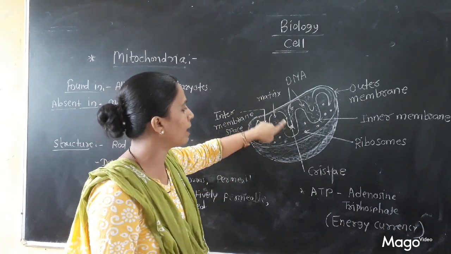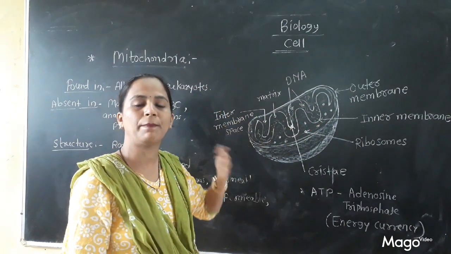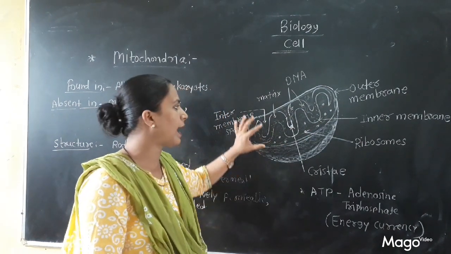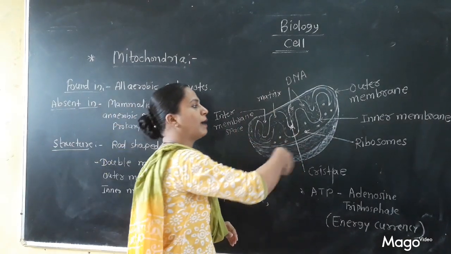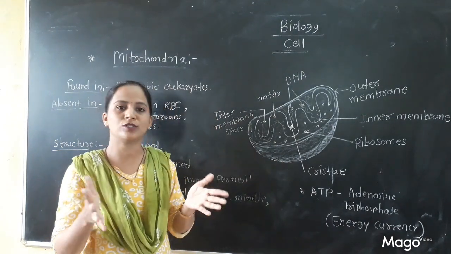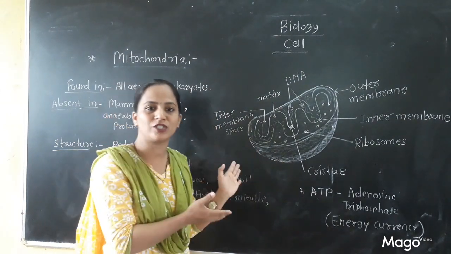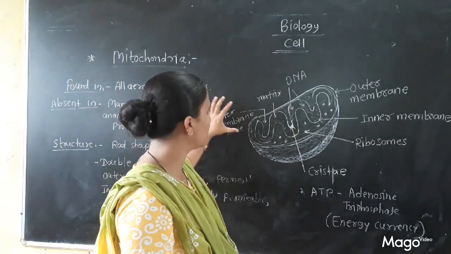Also DNA and ribosomes are present in the mitochondria, and that's why it can replicate on its own, and these ribosomes help in the synthesis of protein which is required by the mitochondria. So it is an independent organelle. This mitochondria does not depend on the cell for its replication and also for synthesis of protein. It is an independent organelle. Remember these things, students.